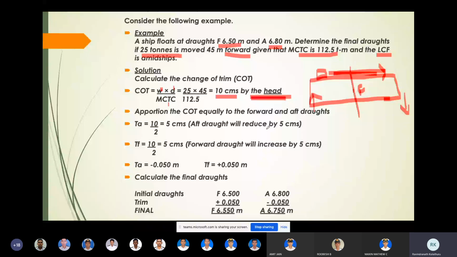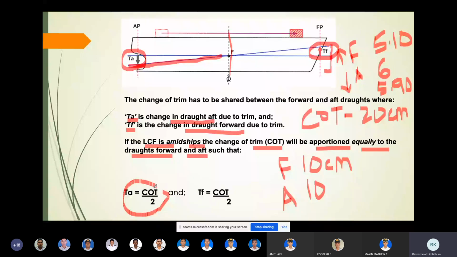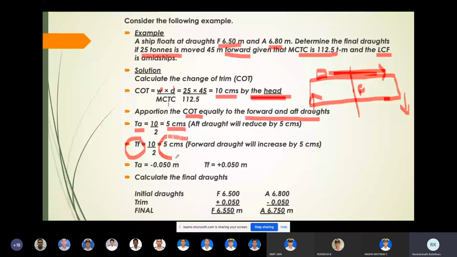So my formula is trim forward is COT by 2, which will give me 5 centimeters. And my trim aft correction will again be 5 centimeters. Now I have got my corrections equally, 5 and 5. So what should I do to my forward and aft drafts? Whether I will add or subtract to both drafts. Aft will get subtracted, forward will get added, sir.